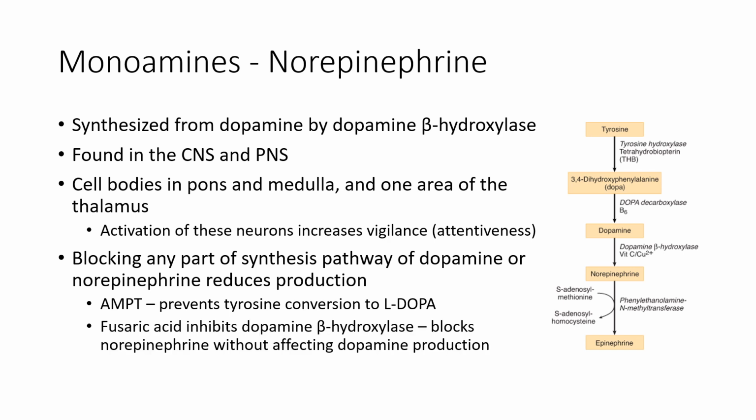Fusaric acid is another one that inhibits dopamine being converted into norepinephrine, because it inhibits the enzyme that does that. So it inhibits dopamine beta hydroxylase. This is going to block formation of norepinephrine because dopamine can't be converted into it, because the enzyme dopamine hydroxylase is being blocked.